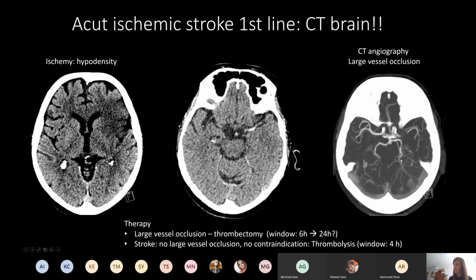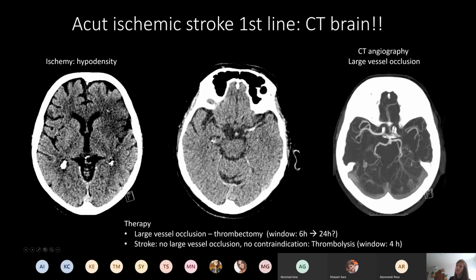symptoms. If they don't see a large vessel occlusion, but they see this hypodensity, there's a stroke patient, but probably that's a smaller vessel, or they don't find a large vessel occlusion. And if the patient has no contraindication, the neurologist can do thrombolysis if the patient is within the 4-hour window from the onset of the symptoms.